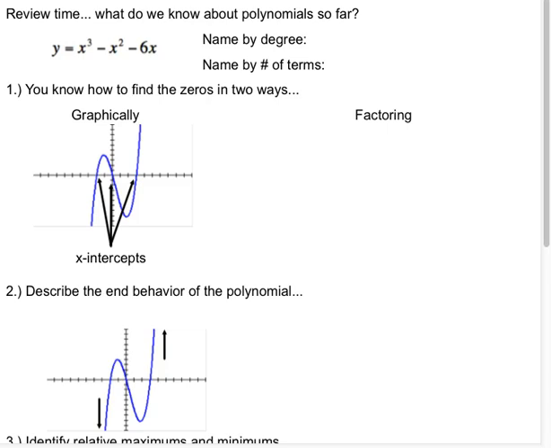So remember, way back in the first lesson, we started by naming by degree. So here's a new polynomial, and I want to name it by its degree. Well, here, I'm noticing it's a degree 3. So this is going to be a cubic function, and it has 1, 2, 3 terms. So I'm going to call that a trinomial.